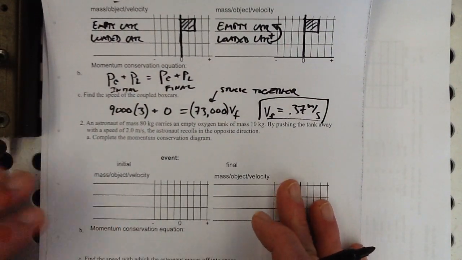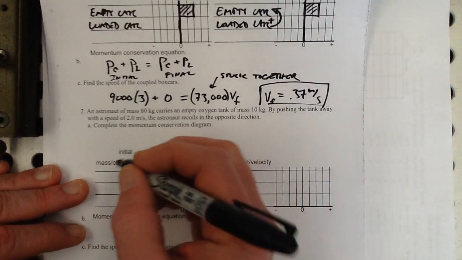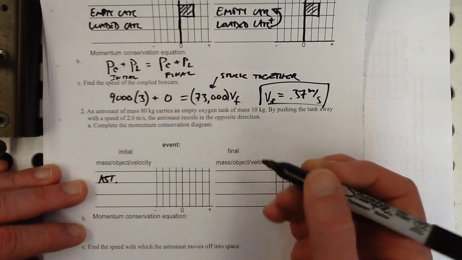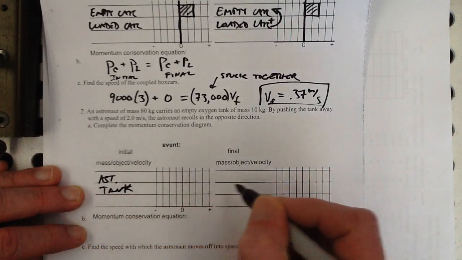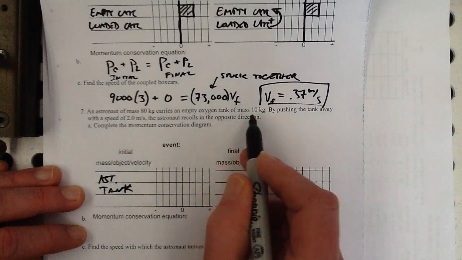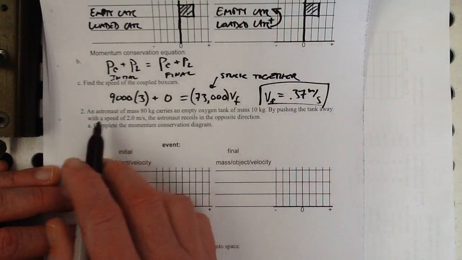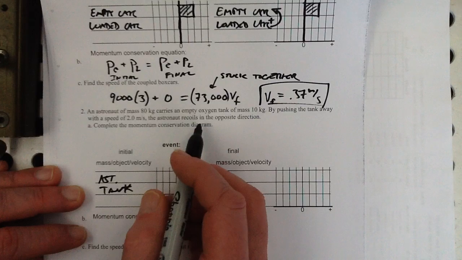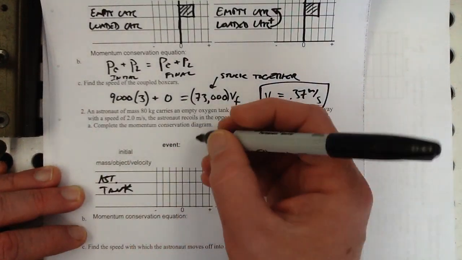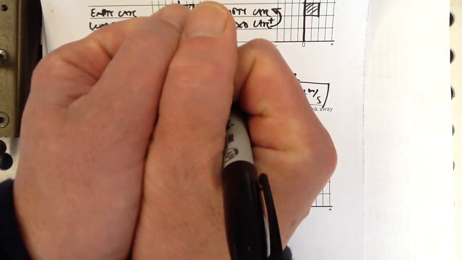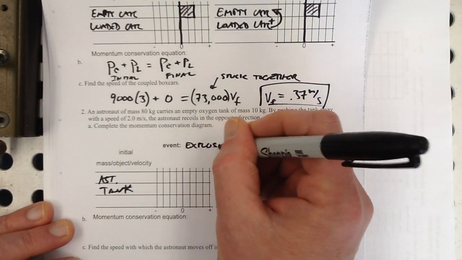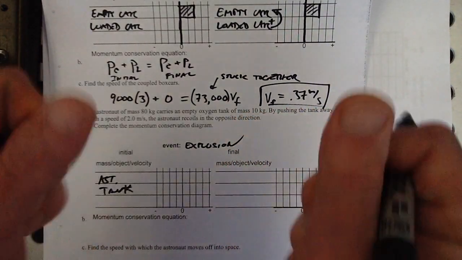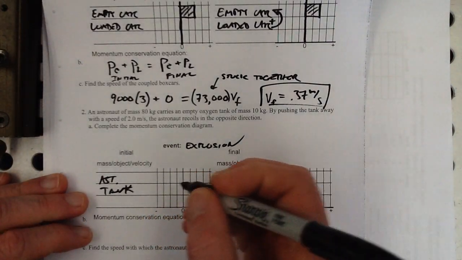Let's try another one. Astronaut of mass 80 kilograms carries an empty oxygen tank of mass 10 kilograms. By pushing the tank away with a speed of 2 meters per second, the astronaut recoils in the opposite direction. Okay, this is so they're together at the start and then they separate. So that is what we are going to call an explosion. Right, two things together and then something happens and they separate.